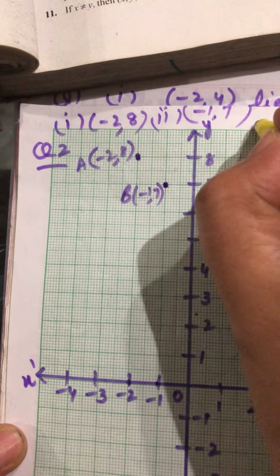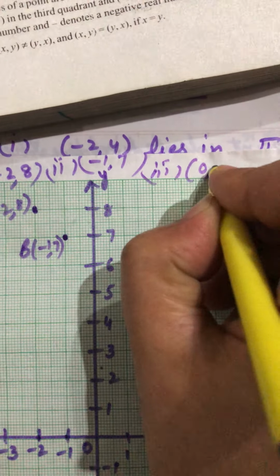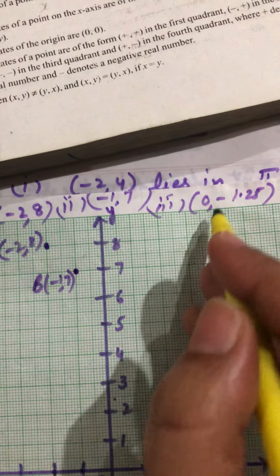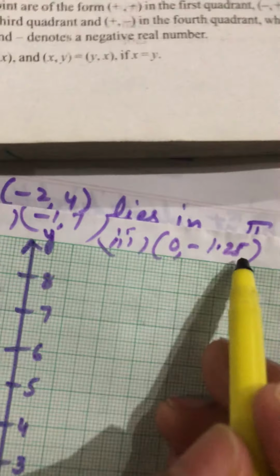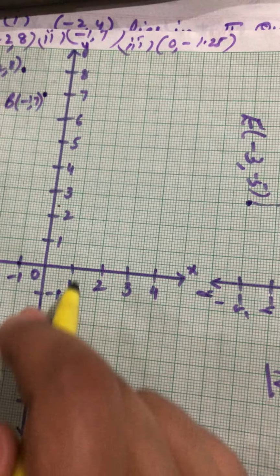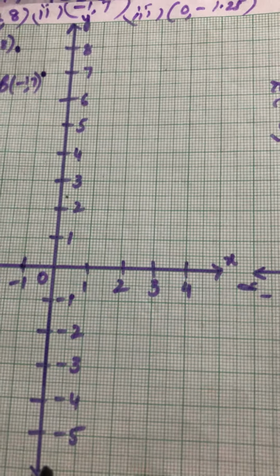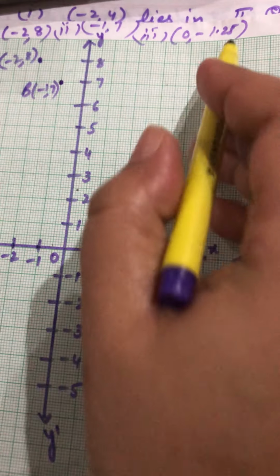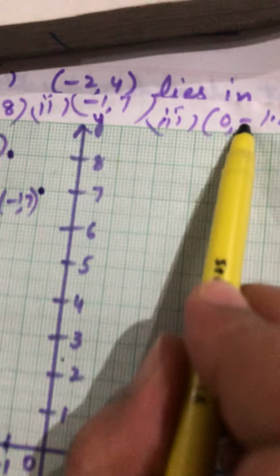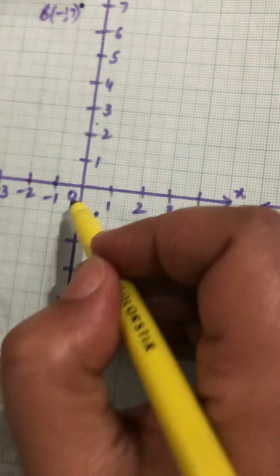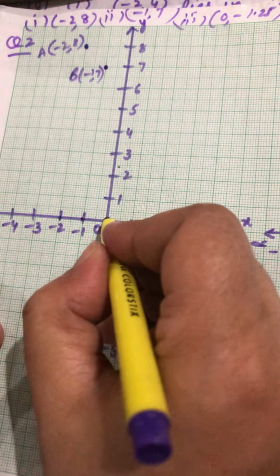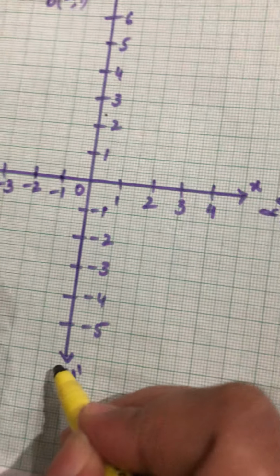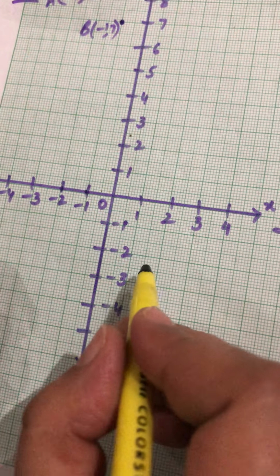Third is 0 comma minus 1.25. 0 comma minus 1.25 means here x is 0. X 0 is on y-axis, x is always 0. Now we have to see whether to take positive y-axis or negative. As you can see, the y coordinate is minus 1.25, so we have to take negative y-axis. So on negative y-axis, x is 0 and y is minus 1.25.